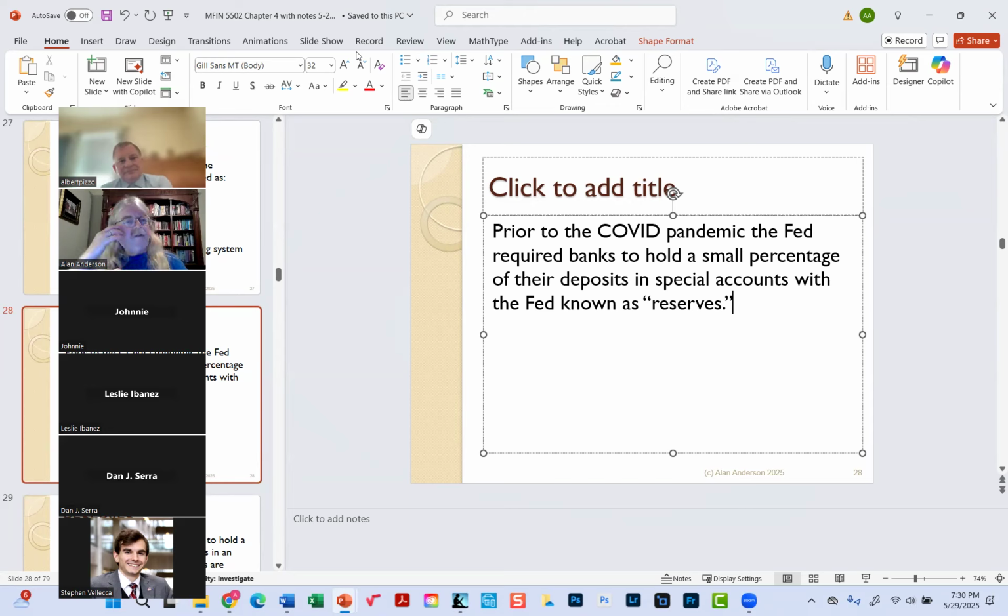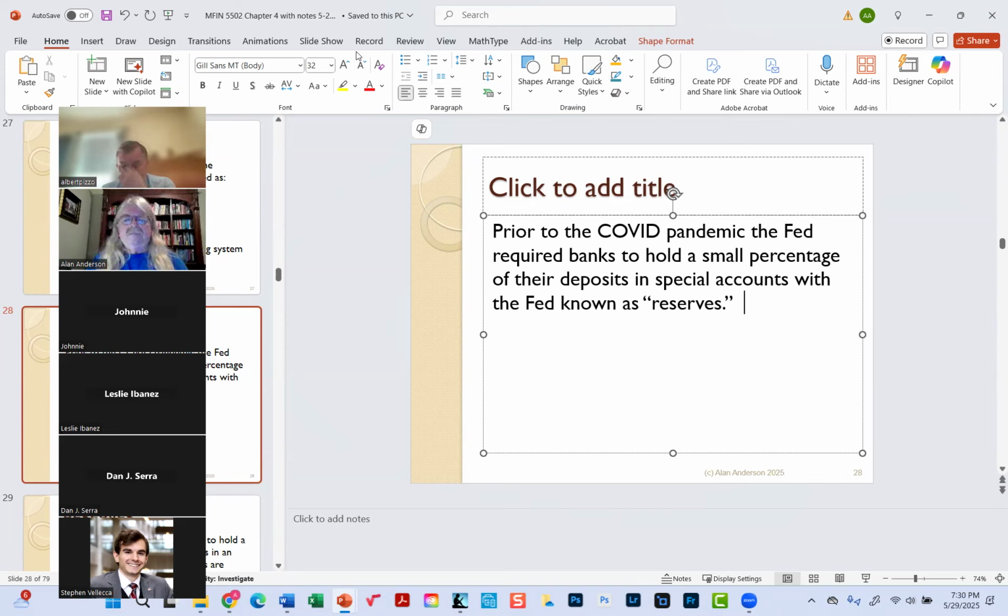So the Fed thought, here's what we'll do from now on. We'll have first FDIC deposit insurance, but then we'll also have the banks set aside some of their deposits in the form of these special reserve accounts so that there's always some money available for the customers if they want it.